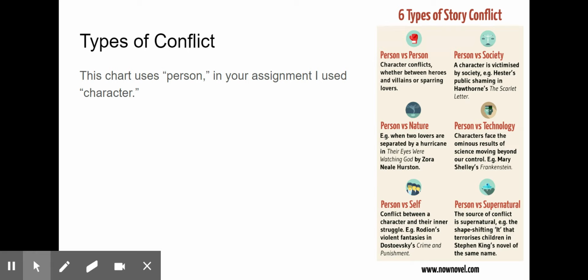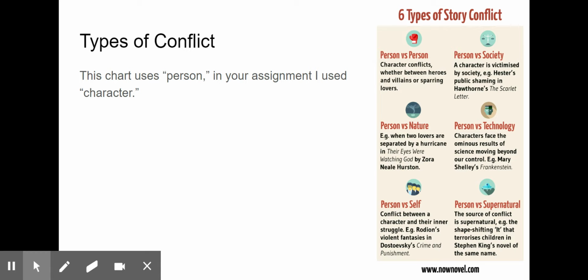Three of them are fairly closely related: the person or character versus nature, person or character versus technology, person or character versus the supernatural. That's when a person or the character, the primary character, is in conflict with a non-character, something that is maybe beyond a human, or another character in the case of books where characters are not human.